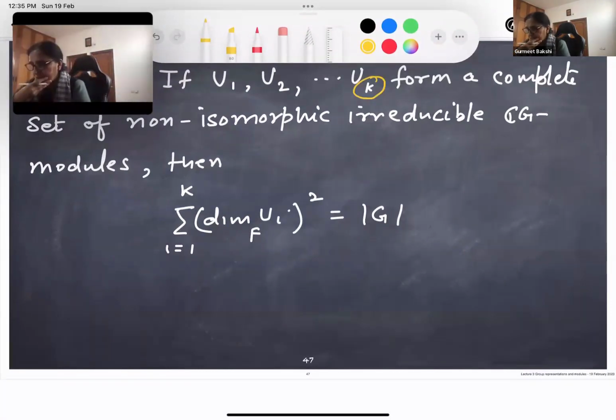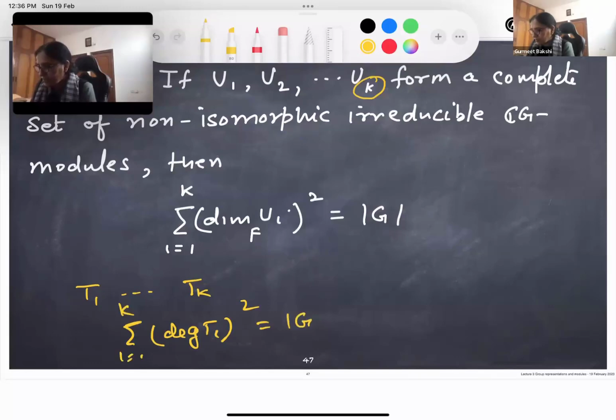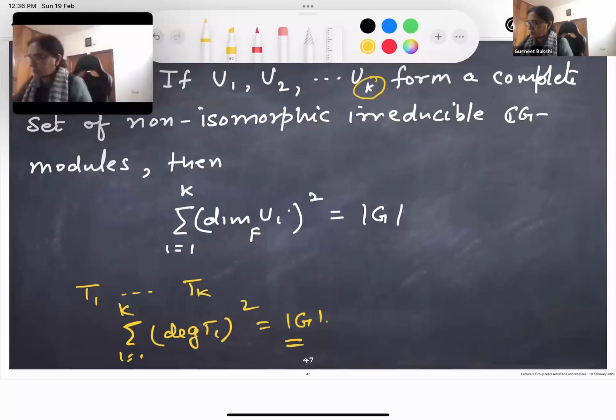This forms a complete set of non-isomorphic irreducible CG modules. Then the sum of the squares of the dimensions of the U_i is equal to the order of G. So in terms of representations, if T1, T2, ..., Tk are all the irreducible complex representations of G, then you take the degrees, take the squares and sum, and it is equal to the order of the group.